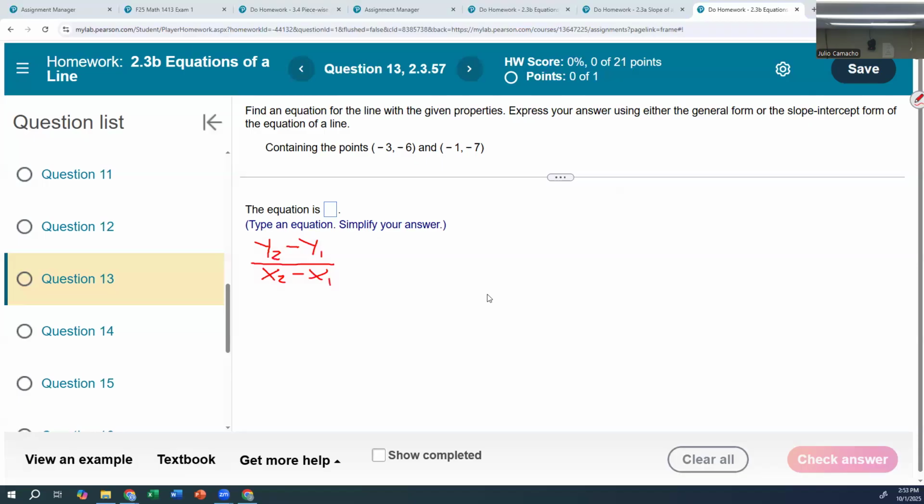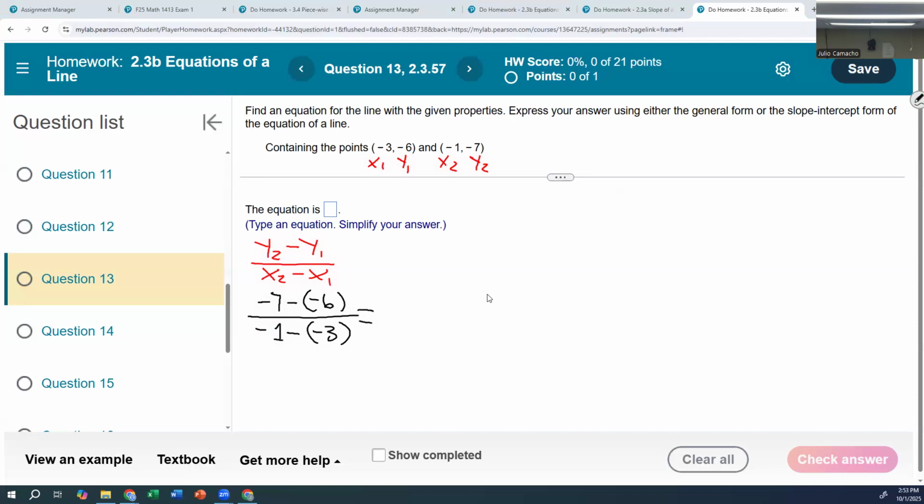And I can call -3 my x1 and -6 my y1. And I can call -1 my x2 and -7 my y2. And now the only thing I have to do is replace these symbols by numbers. Y2 is -7, minus y1, which is -6. That is your numerator. And then x2 is -1 minus my x1, which is -3, minus -3.